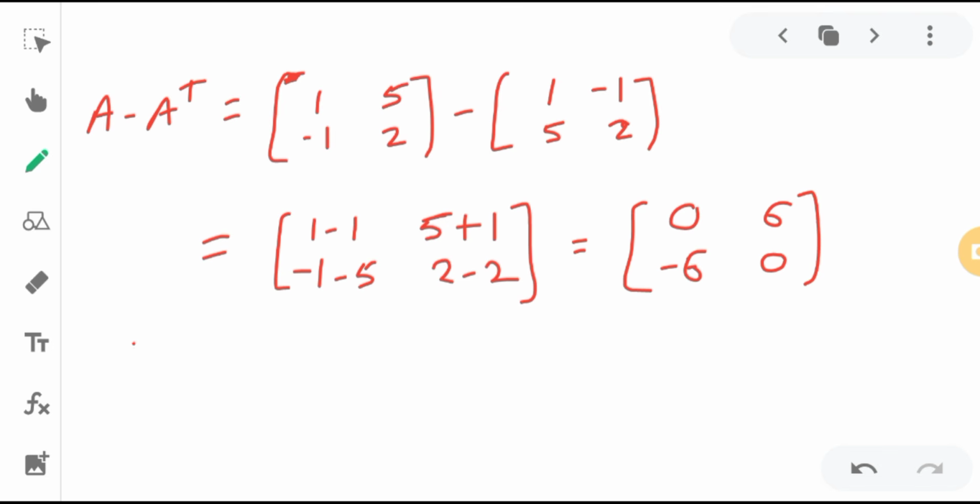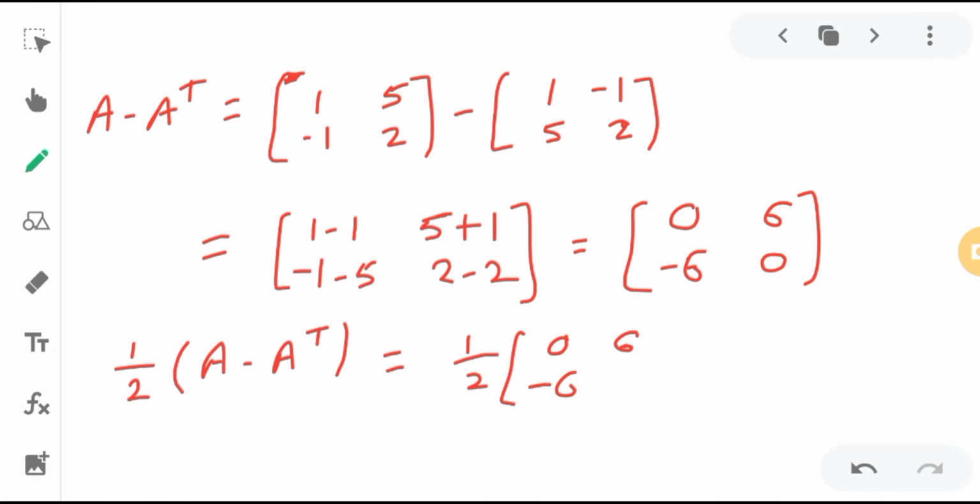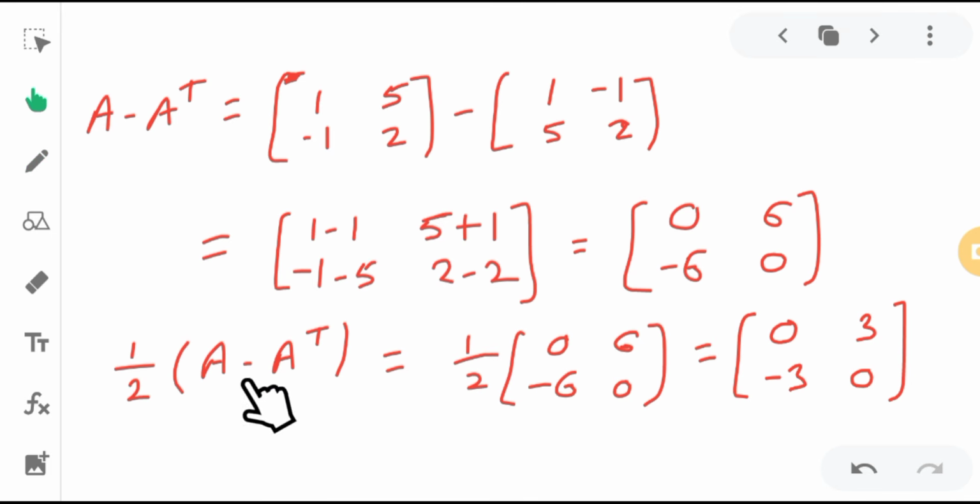And we have to multiply with half, because the skew symmetric was half of A minus A transpose. So half into this matrix 0, 6, minus 6, 0. Similarly 1 upon 2 will get multiplied to each element. So this will be 0, and 6 upon 2 will be 3, minus 3, 6 upon 2 will be minus 3, 0 upon 2 will be 0. So this will be our skew symmetric matrix. You can check also, you will get the same result. Now the last step will be our answer.